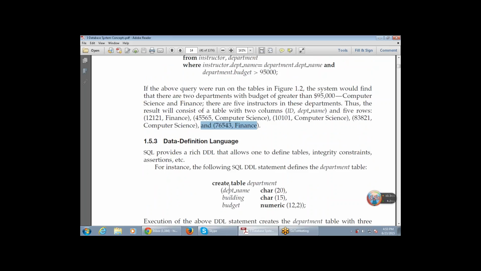Now next is DDL, that is the data definition language. SQL provides a rich DDL that allows one to define tables, integrity constraints, assertions, etc. That is, how to define the tables and integrity constraints. For example, the following SQL DDL statement defines the department table. So this is an example that shows how a DDL statement defines the department table.